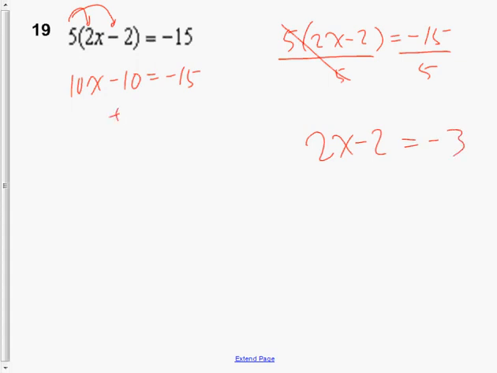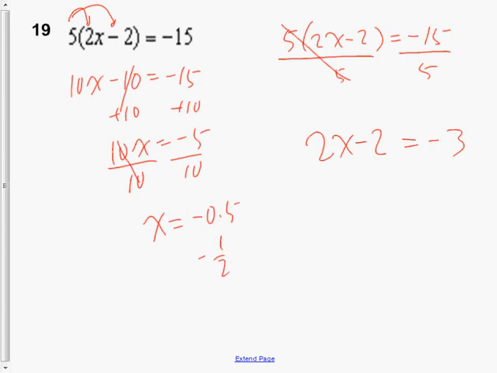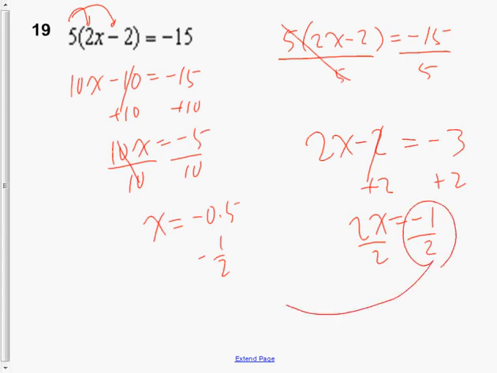If I did it this way, I'm going to solve it using my grade 7 skills. Add 10 to both sides. Then divide both sides by the coefficient. X would equal -0.5 or -1/2, or whatever you wanted to say, or -5/10, I suppose, if you want to keep it in not lowest terms. Over here, you would add 2 to both sides. You get 2x equals -1. Divide both sides by 2. You still get the same answer as here, or as a decimal, -1/2.